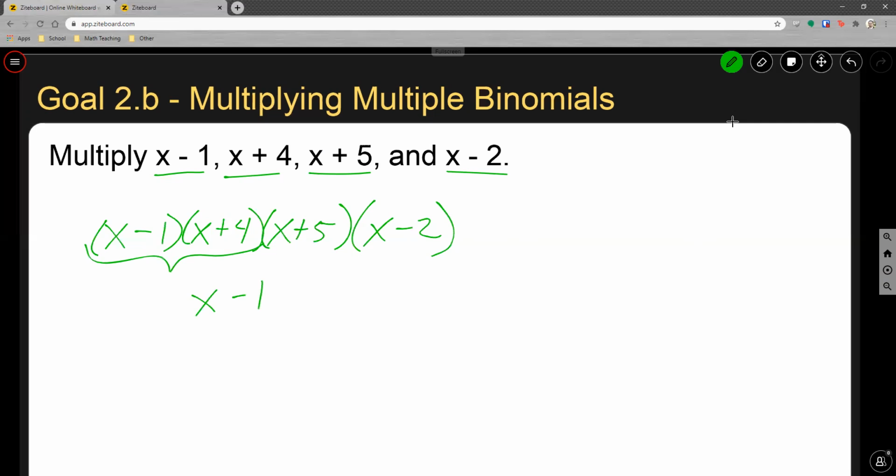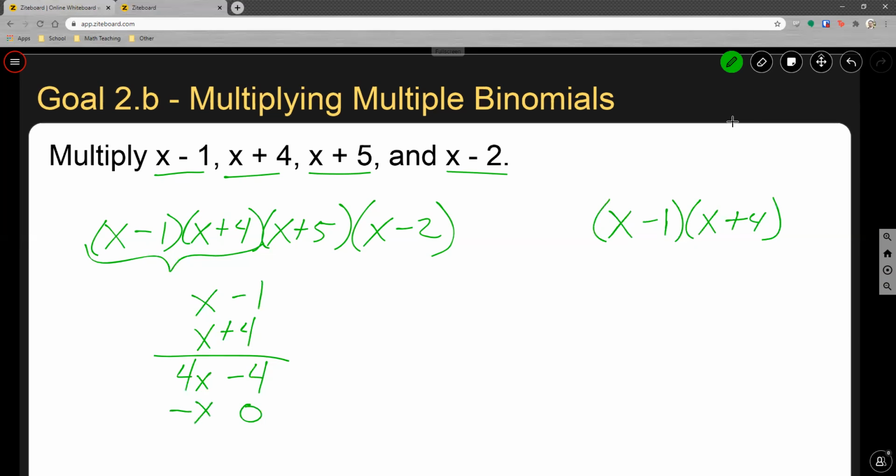Now, since it is binomials, I could do FOIL, and I'll show that over here on the right as well. But I could do x minus 1 times x plus 4 in the normal multiplication style. 4 times negative 1 is negative 4. 4 times x is 4x. Put a 0 below. X times negative 1 is negative x. X times x is x squared. Add them up.